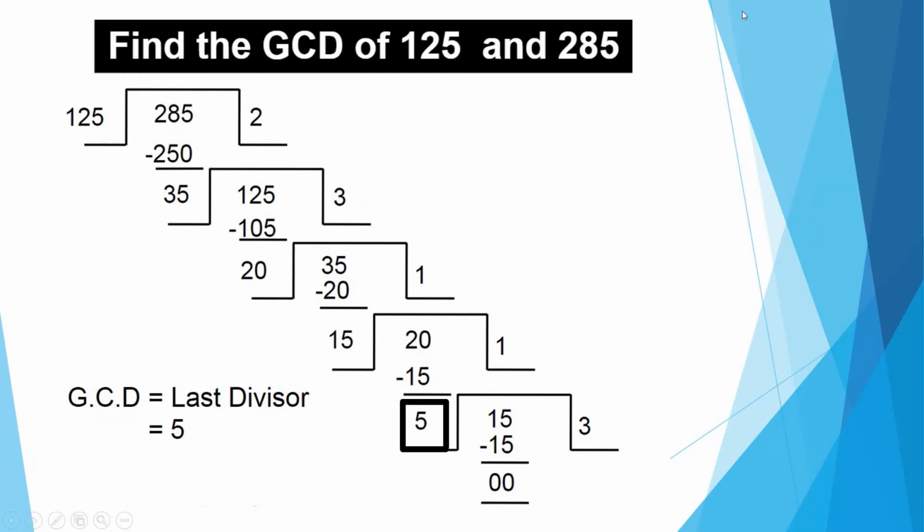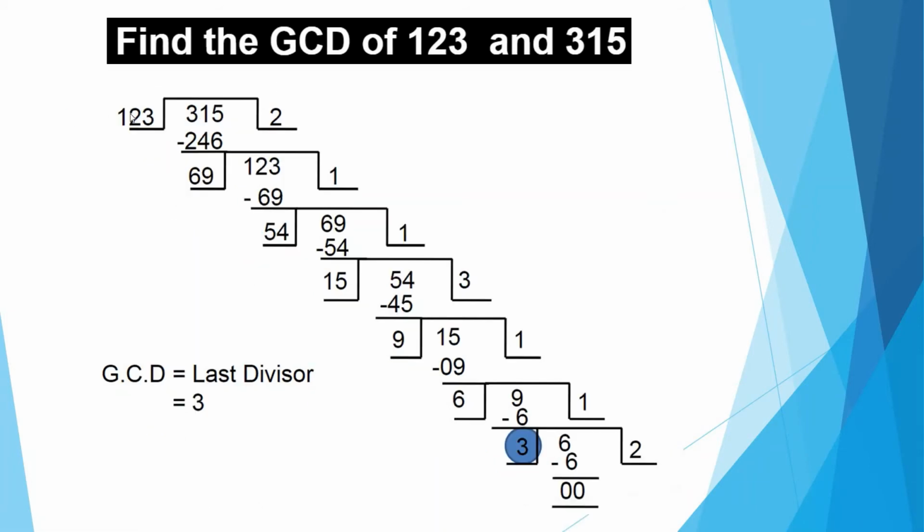To understand this better, let's take a look at another example. Here we need to find the GCD or the HCF of 123 and 315. First, we divide the greater number by the smaller number. 315 divided by 123, we get 246, since 123 multiplied by 2 is 246. When we subtract, 315 minus 246, we get 69.